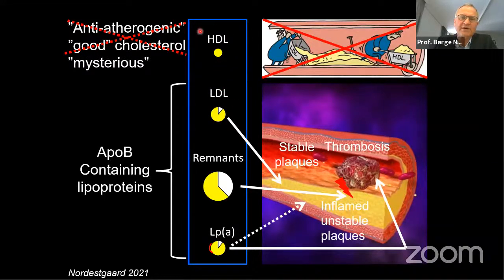We used to hear a lot about how HDL could protect against atherosclerosis, but this hypothesis is gone now. So please forget about this hypothesis. The three lipoproteins relevant for atherosclerotic cardiovascular disease are LDL, remnants, and Lp(a), the ApoB-containing lipoproteins.